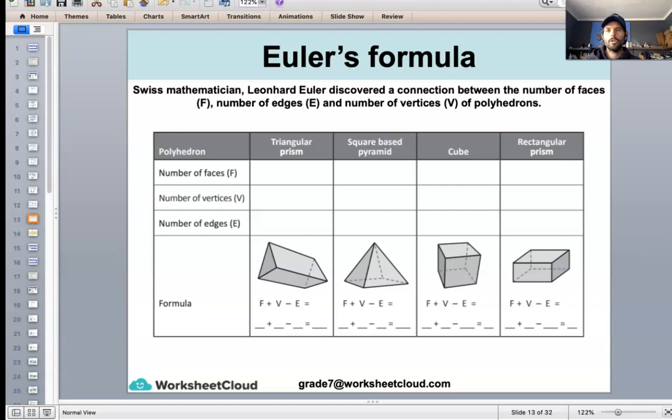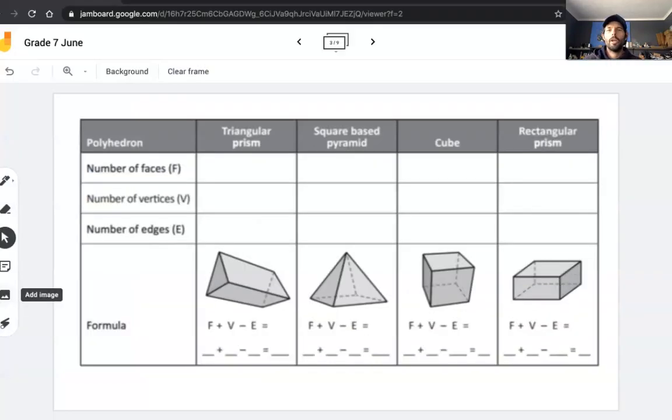So what I'd like you guys to do is to press pause when I'm finished explaining, and work through the number of faces, the number of vertices, and the number of edges of the triangular prism, the square-based pyramid, the cube, and the rectangular prism. Rectangular prism is another name for a cuboid. And I'd like you to see if you can actually work out the formula by yourself. When you press play, I will work through this table with you on the Google Jamboard, and hopefully you guys can make the connection once we've done that. Right, off you go.